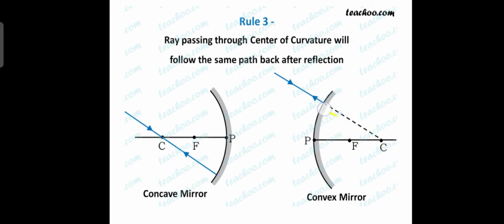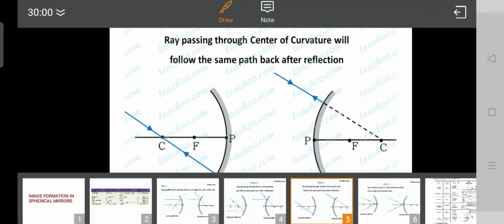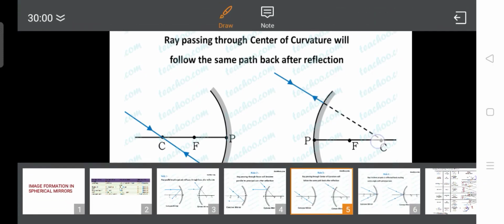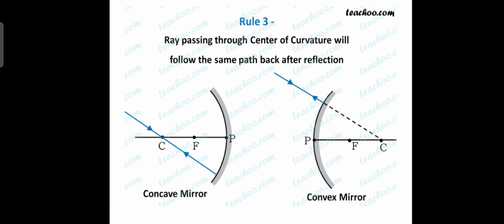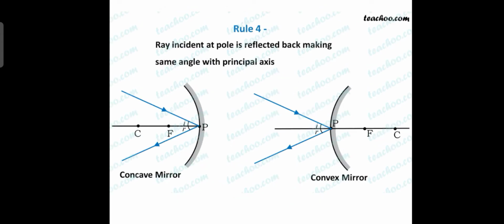It is reflected back through the center of curvature itself. Okay, so it is the reflection of the ray. Now we can move to rule number 4.